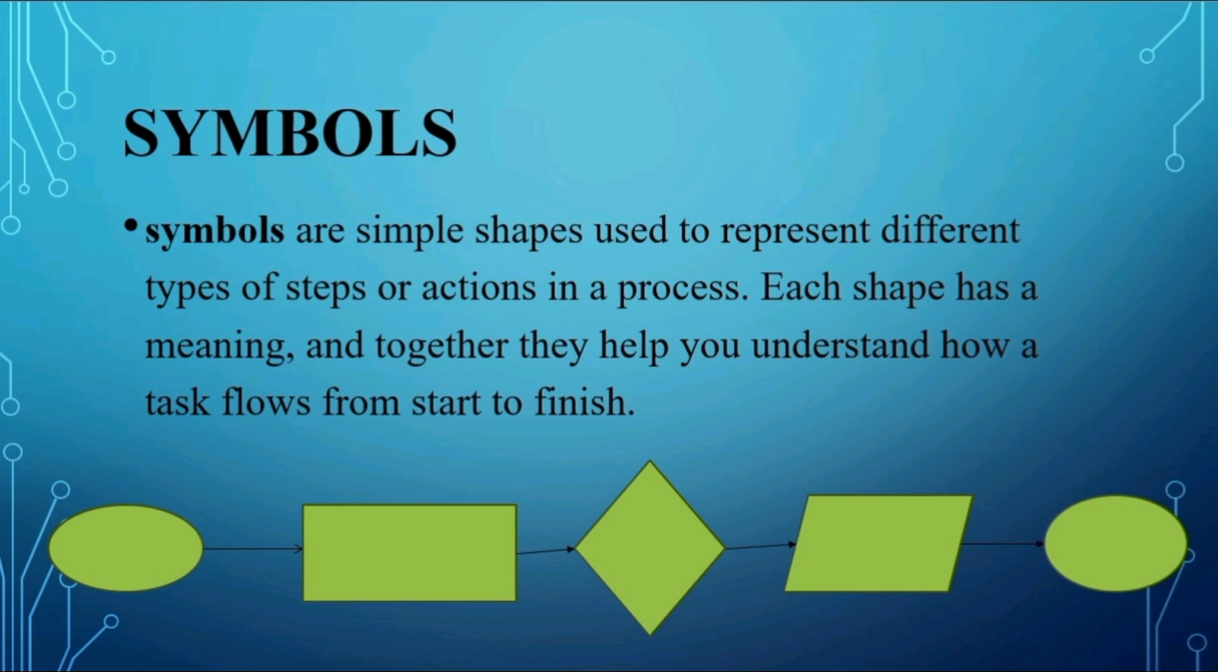Next one is the decision. It is a diamond symbol, or you can say a rhombus. It is used for yes or no questions or choices. The diamond is where choices happen. Imagine you are deciding, should I take a break? If yes, you go one way. If no, you continue on. This shape helps branch the flow based on the decisions.